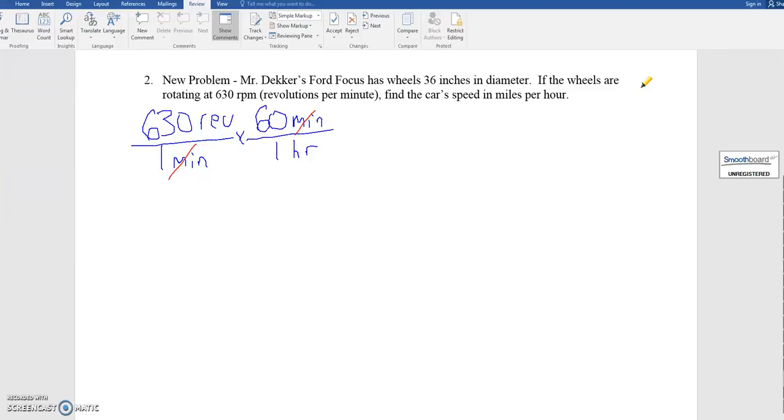Right away, I have the correct time unit that I'm looking for. I have hours. I now need to consider how do I change this? What do I multiply by to get my numerator to go from revolutions to miles? And that's the tricky part here. So I want you to remember that in 1 revolution, we have already talked about in radian measure how many radians it takes to go all the way around a circle. So in 1 revolution, I already know there are 2 pi radians.